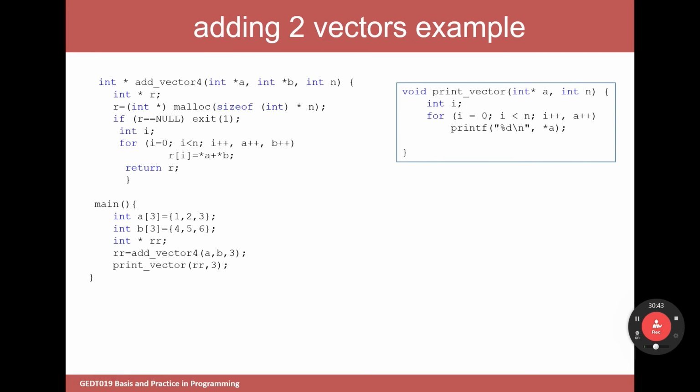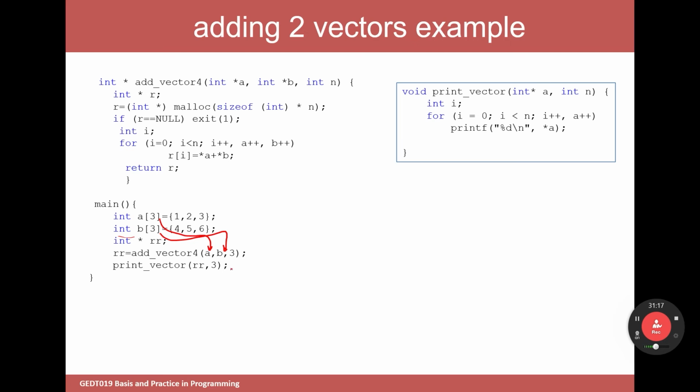Here is just an example. In this example, I have vector or array A and array B. I will pass the first array to the function add vector, and the other vector too, and then I will give the size of these vectors. So 1, 2, 3, the size is 3. Then I will add vectors. What will add vector do? It will add 1 plus 4 equals 5, 2 plus 5 equals 7.